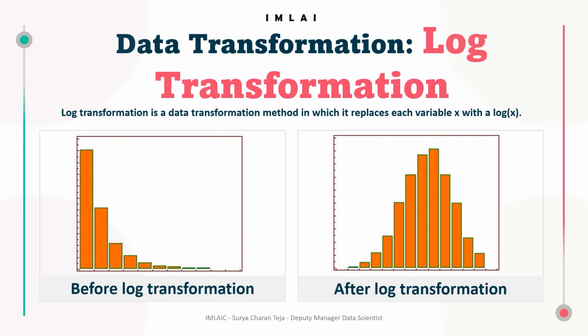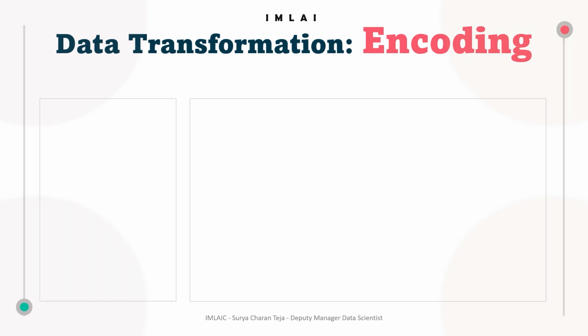Now it's time to look into the fourth technique of data transformation, which is data encoding, or simply encoding. Before we understand what encoding is, let's look into why encoding is required. The performance of a machine learning model not only depends on the model and the hyperparameters, but also on how we process and feed different types of variables to the model.